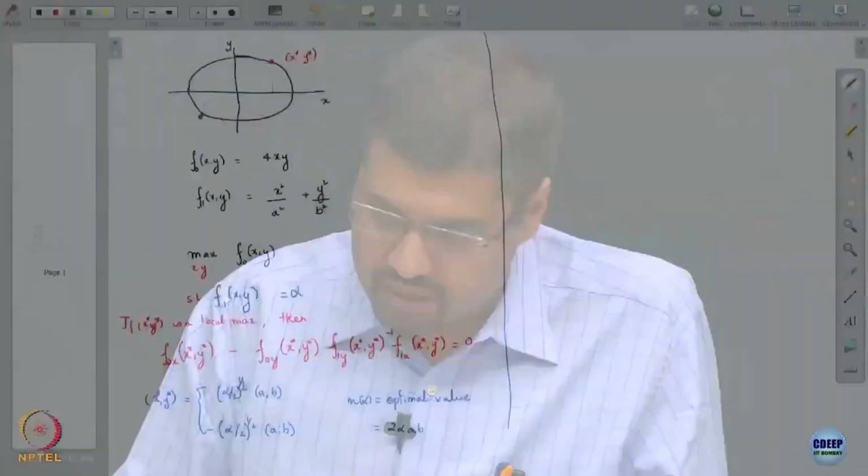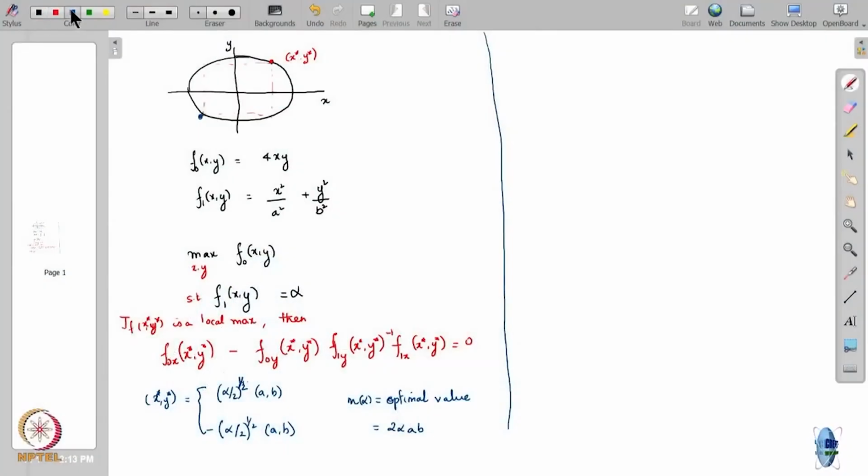Okay. So, now let us write this condition, this red equation here, in a slightly different way. Let us introduce this notation. Let lambda star denote this quantity, which is f0 y of x star y star times f1 y of x star y star inverse.